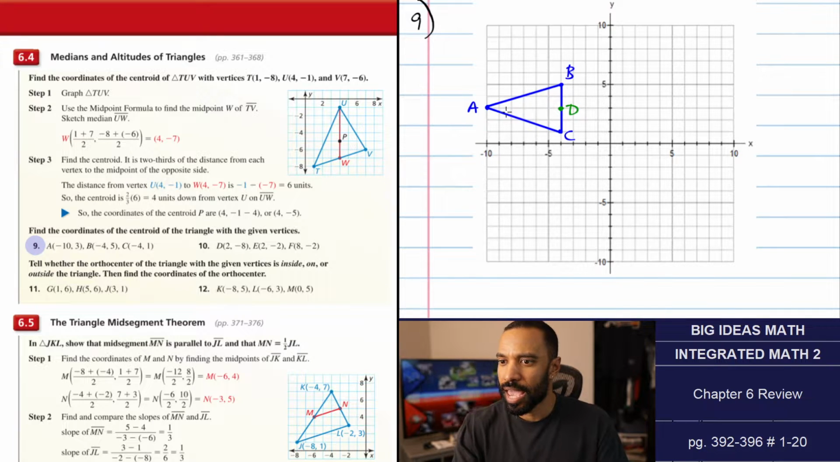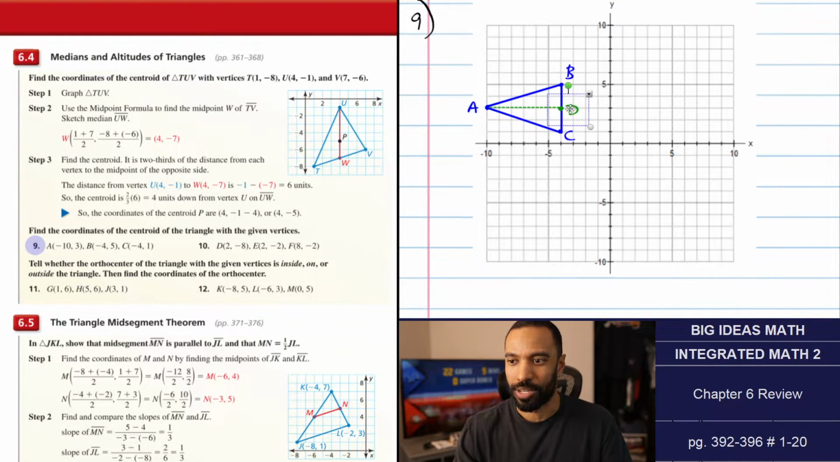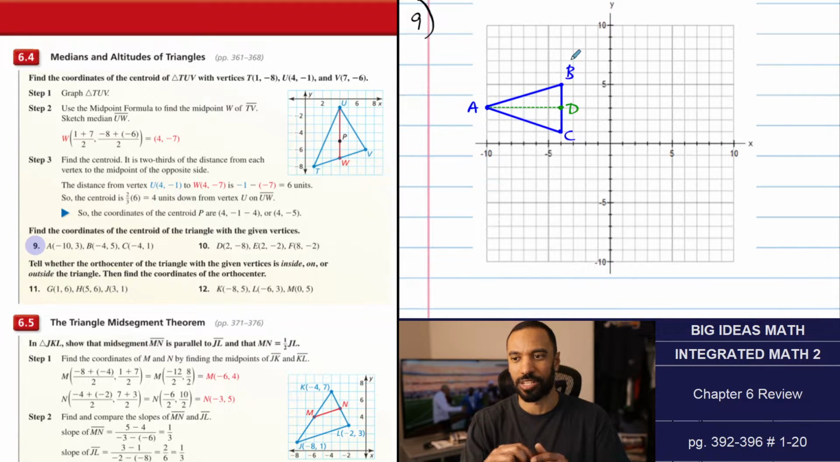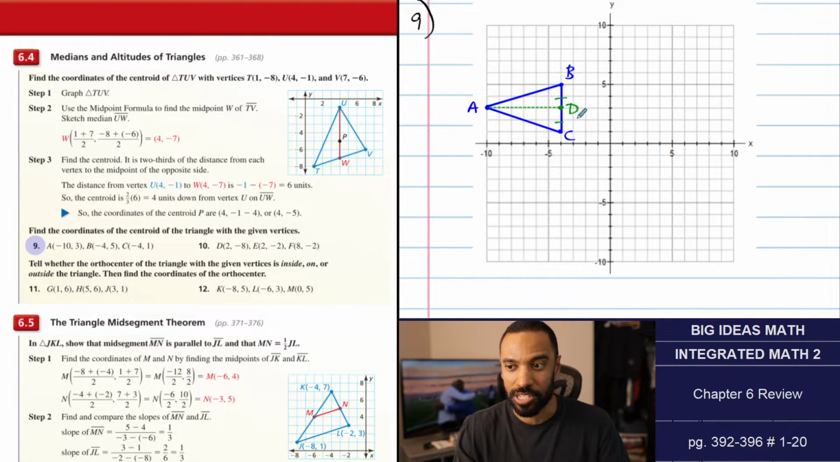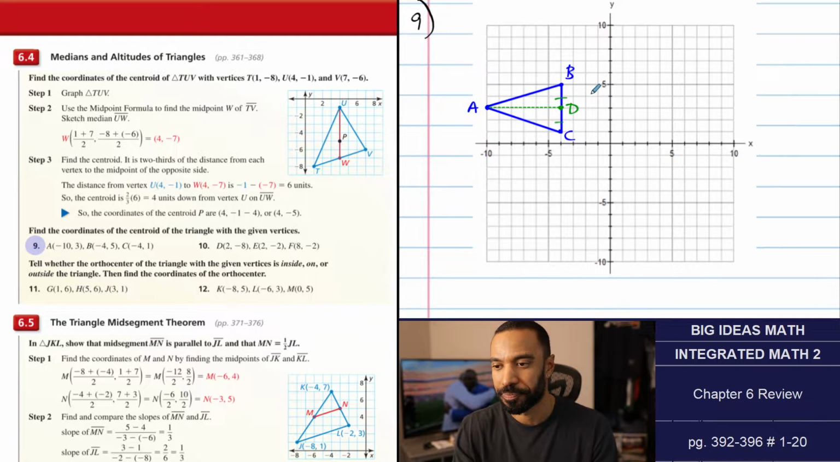So A to D is one of the medians. It's also a perpendicular bisector. I just drew a segment from vertex to midpoint. But it also is a perpendicular bisector. I mean, this is a bisector. That's the point. It is supposed to bisect it. Anyway, what's the distance from A to D?